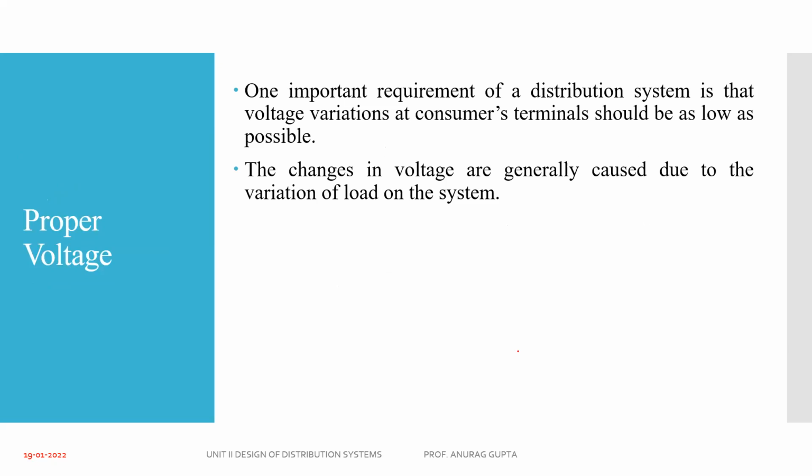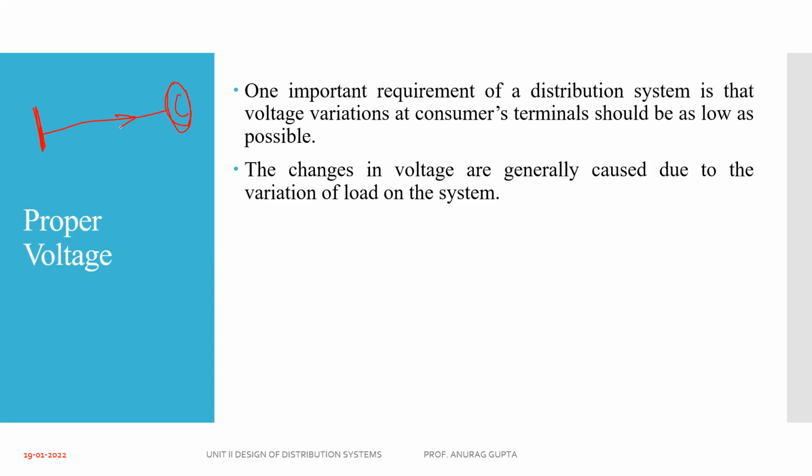First of all, what is the meaning of proper voltage? One important requirement of a distribution system is that voltage variations at consumers' terminals should be as low as possible. Suppose I'm giving the example of Gujarat. PGVCL is a distributor company and we are consumers. Consumers are getting the supply voltage, and that voltage is fluctuating every hour. Sometimes it is 215 volt for single phase supply, sometimes 210 volt, sometimes 198 volt. If fluctuations go on every hour, that's not a good parameter.